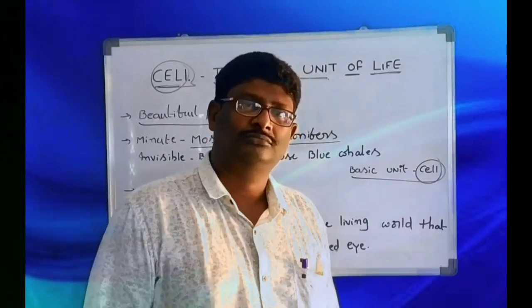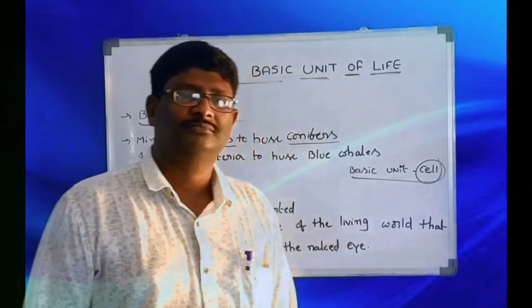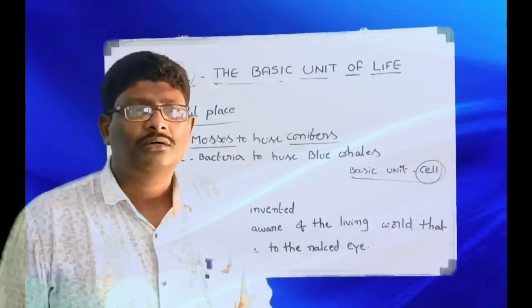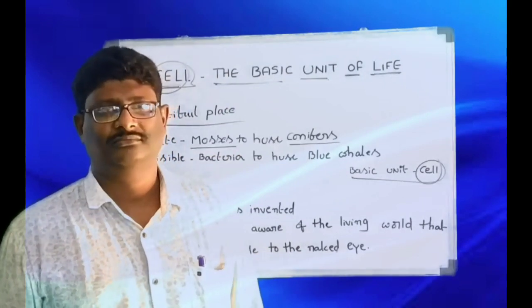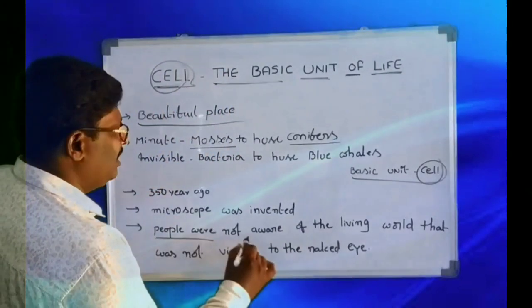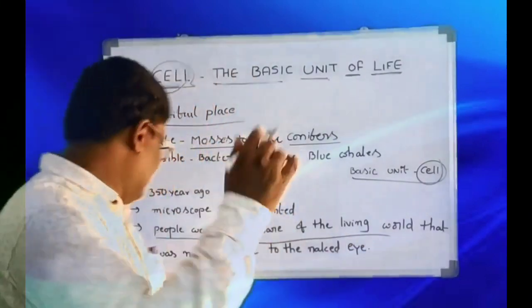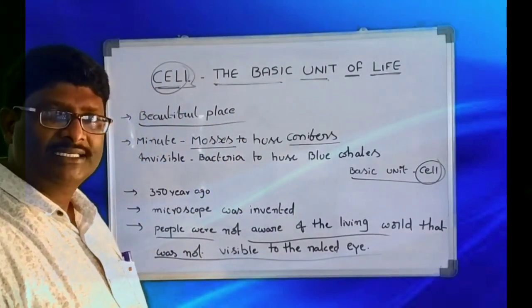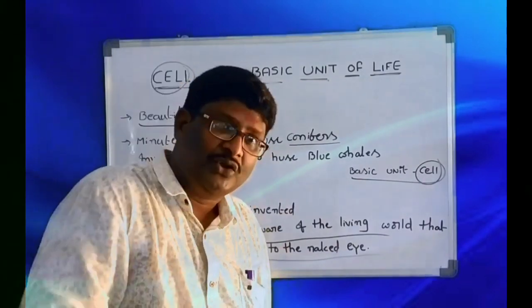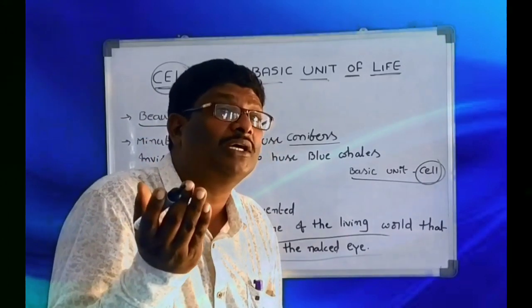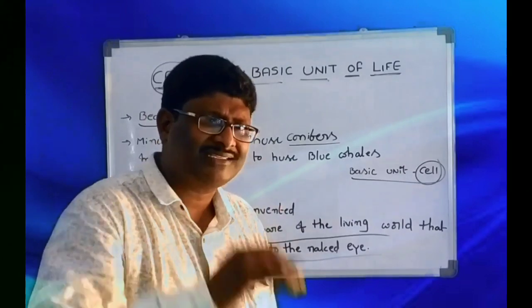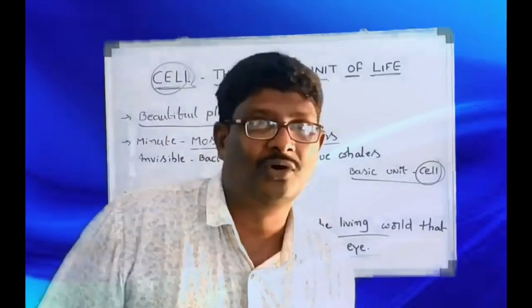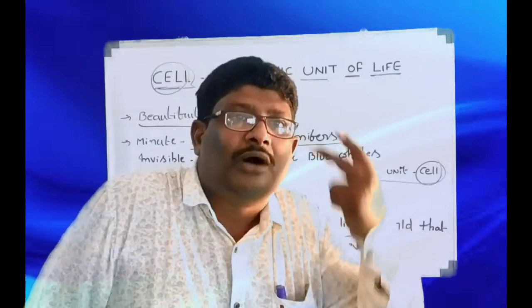315 years ago, maybe at that time, the microscope was not invented by the scientists. So, when the microscope was not invented, people were not aware of the living world that was not visible to our naked eye. So that's the reason. In our surroundings also, another world is there that is not possible to see with our naked eye.